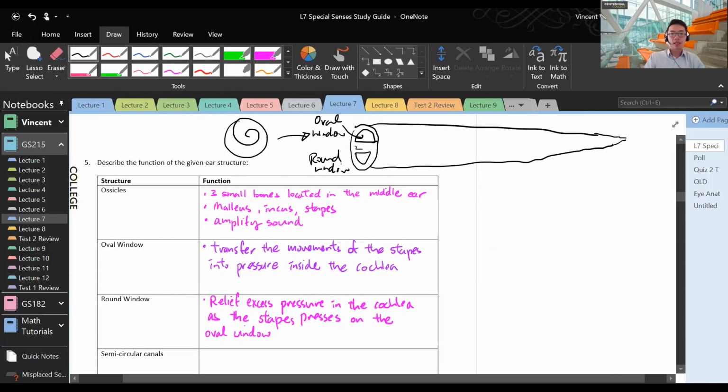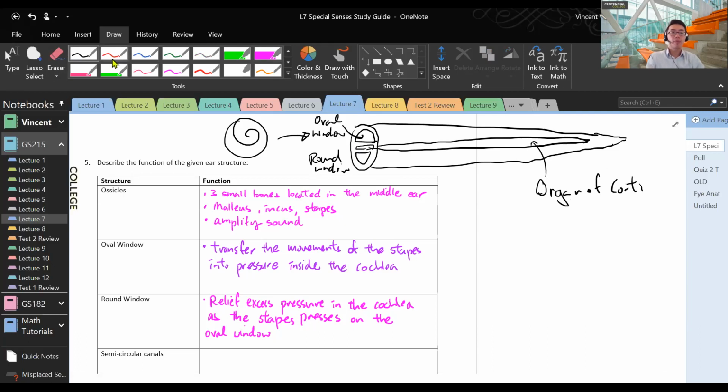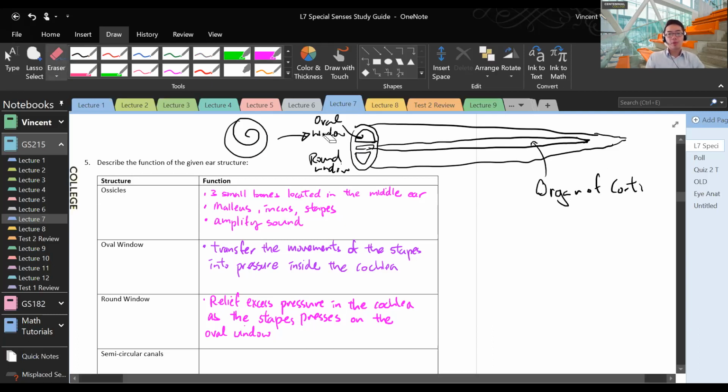There's actually a third thing in the middle, but to keep it simple, I'm just going to draw it like this. There's something in the middle here. That is where you have these special hair cells, the mechanoreceptors that we talk about. They are called the organ of Corti. Basically what happens is the stapes will push on the oval window, and all of this is filled with water, liquid, by the way.